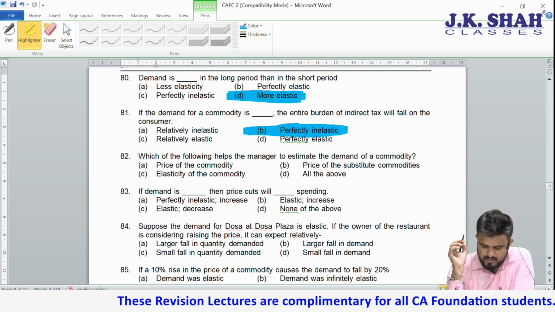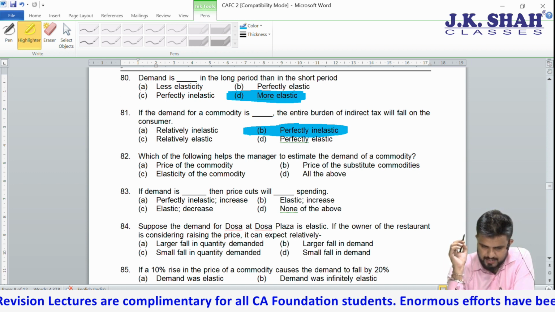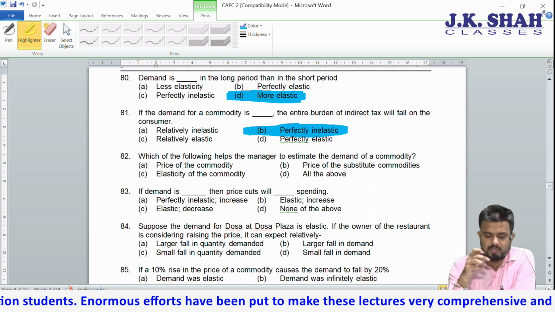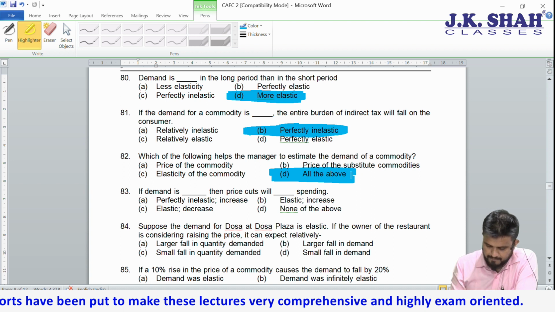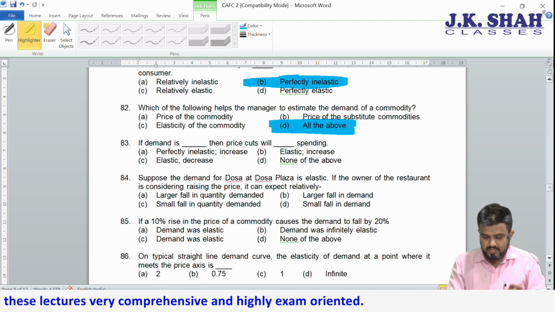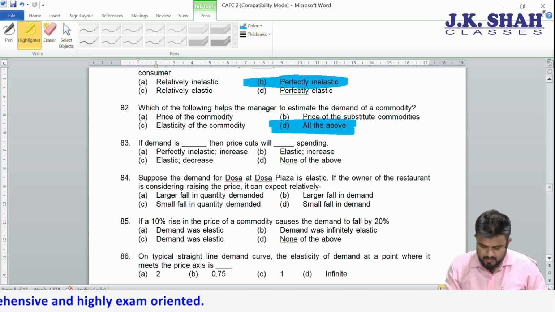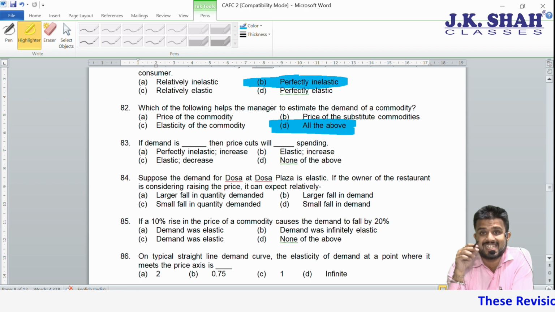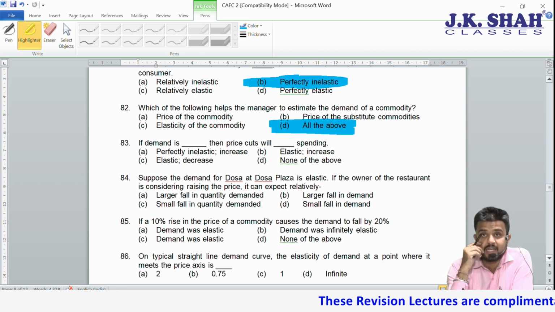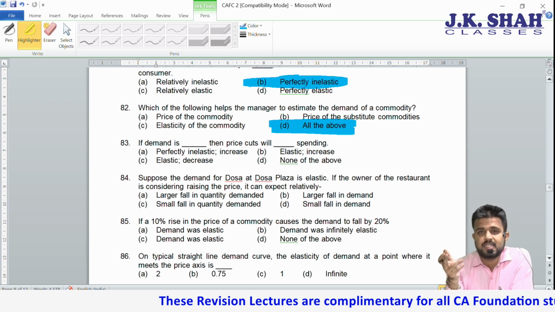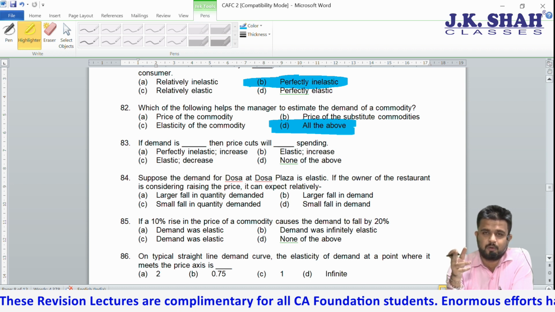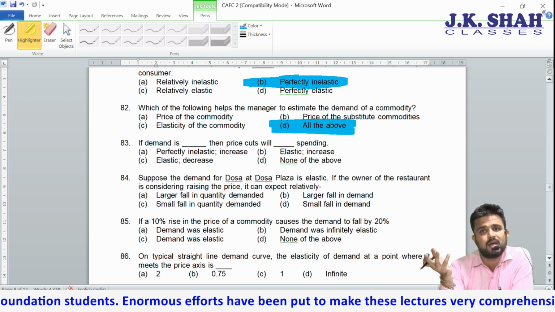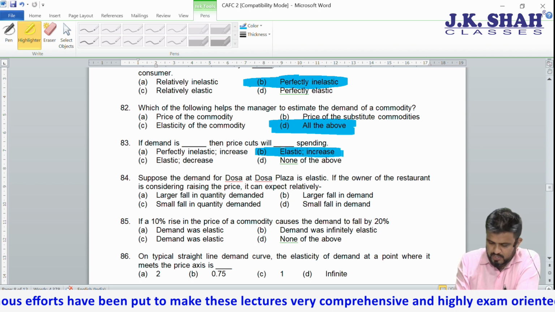82. Which of the following helps the manager to estimate the demand for a commodity? Price of a commodity, price of substitute commodity, elasticity of commodity. All three are correct. Answer is all of the above. Next is, if demand is dash, then price cut will dash spending. So please remember 83, what they are trying to say. If demand is elastic, then a price cut, meaning you are giving a discount, will increase the spending. Like if there is a discount given on luxury products, can I say luxury products and superior products are elastic? And the moment there is a 50% off, 60% off, people tend to buy more. Correct answer is elastic and increase.